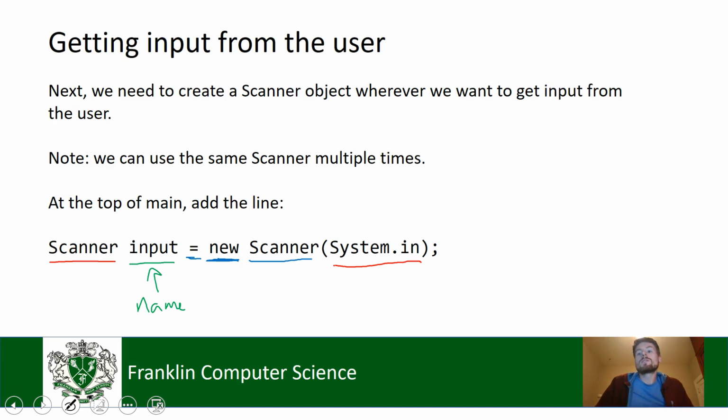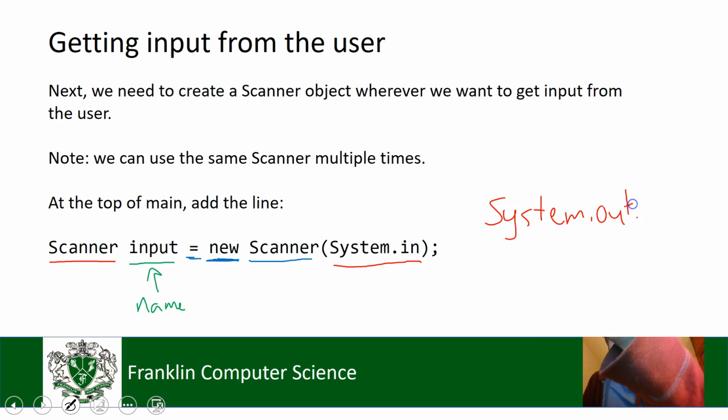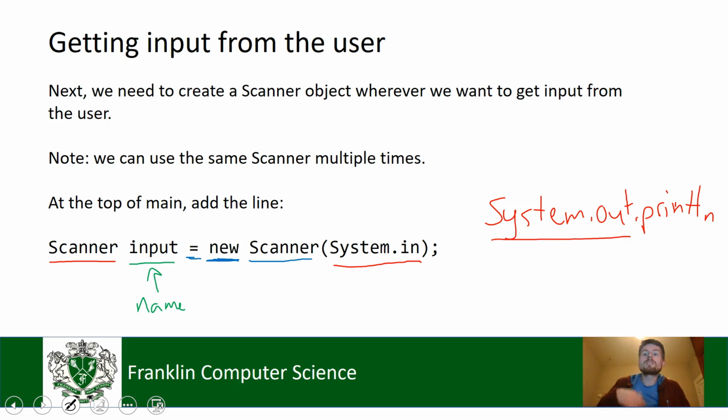And then this part in the parentheses is basically saying where you want to get input from. All the commands we've been writing for the most part have been System.out, System.out.println, or something like that. And System.out is saying print out to the console. And so System.in is going to get input from the console. That's where it's saying get your information from.